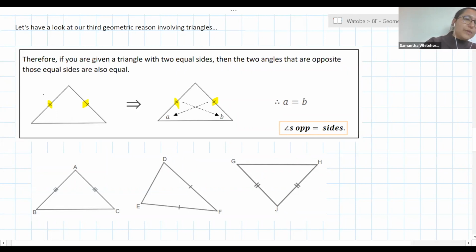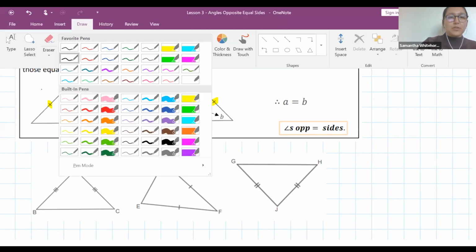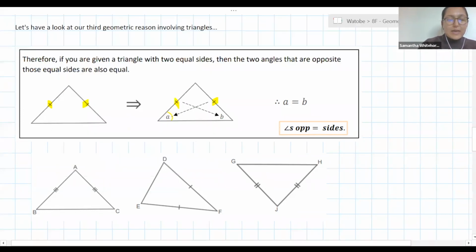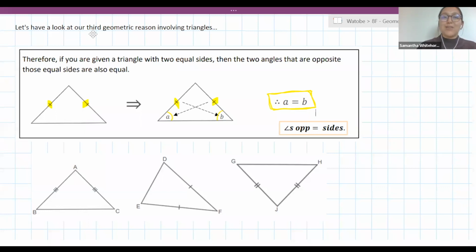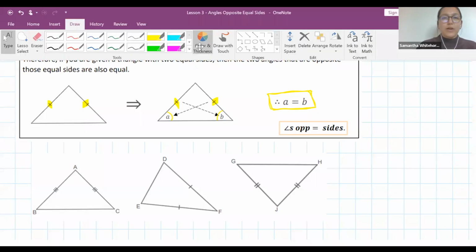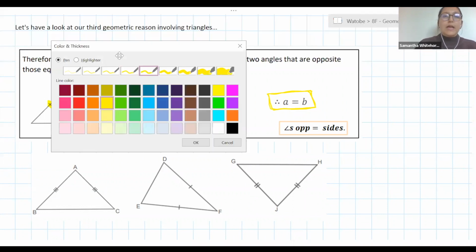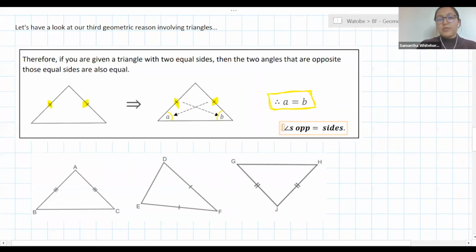What this reason says to us is that the angles that sit directly opposite those sides, in this case angle A and angle B, are equal in size. This is what the statement is saying over here: the angles that sit directly opposite equal sides in a triangle are equal to each other. We're going to look at quite a few examples, but this is our new reason. The reason that we'll use is angles opposite equal sides in a triangle.